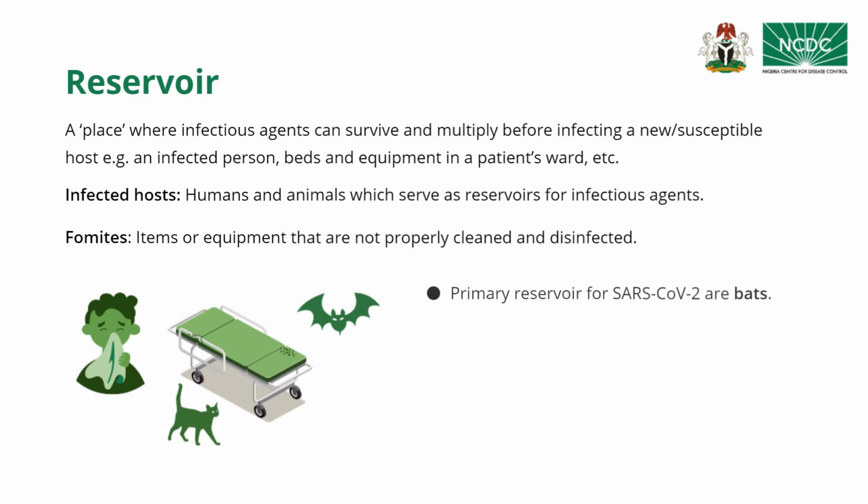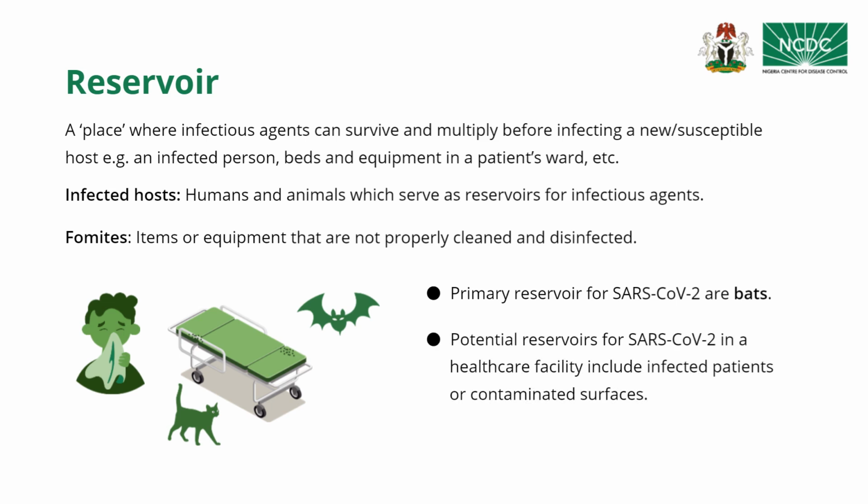The primary reservoir for SARS-CoV-2 is bats, but it was transmitted to humans through an unidentified intermediary animal. Potential reservoirs for SARS-CoV-2 in a healthcare facility include infected patients or contaminated surfaces.